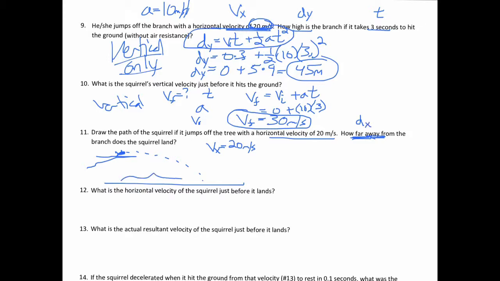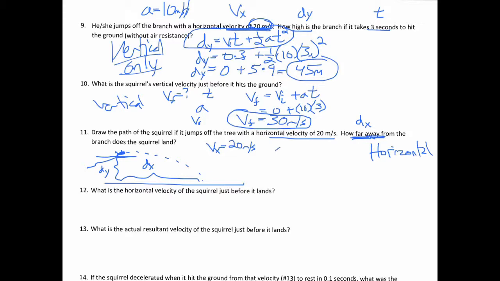Alright, so it wants this distance. How far away? Dx. I already found dy in the last problem. How high? How far did it fall? That's dy, vertical. This is dx, how far away. So this is only horizontal stuff, and that's all I can use. I can't use any of the vertical information I had. I've got to treat the two separately.